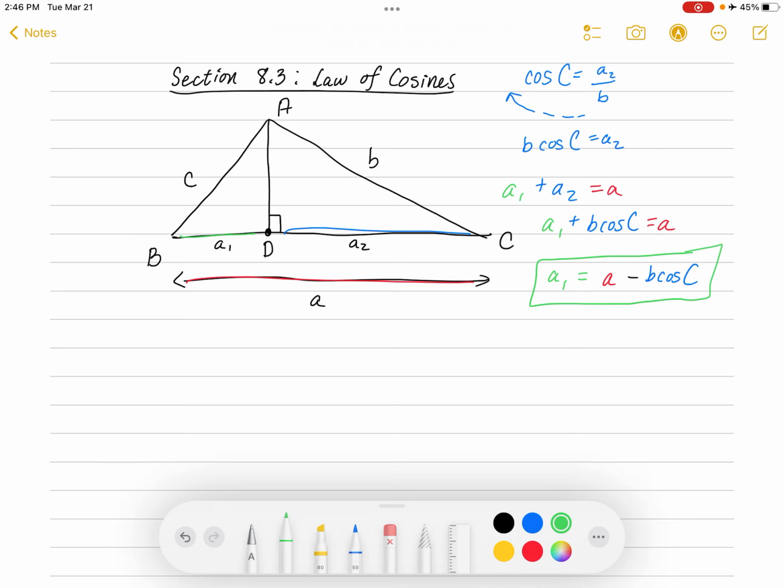Now, let's take the sine of big C. So here's big C right here. That would be the opposite over the hypotenuse. So that would be AD over little b. So I'll bring the little b up here in front of the sine of C, cross multiply, and I'm going to get b sine of C is AD.